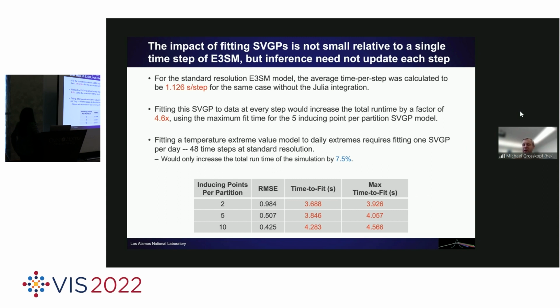Even if we're just dealing with fitting something with daily extremes, where we're updating the sparse Gaussian process each day, that's 48 time steps on standard resolution. So it'd only be a 7% impact rather than a 4,600% impact.